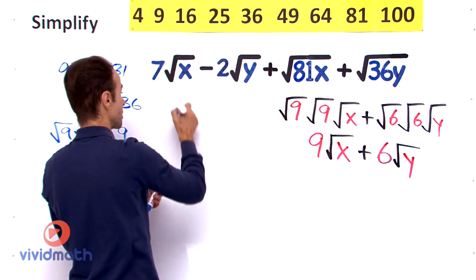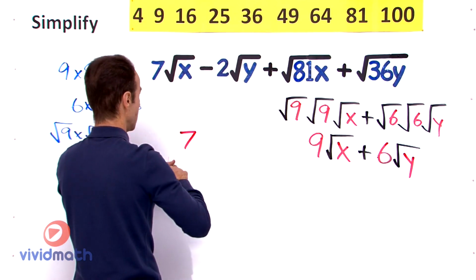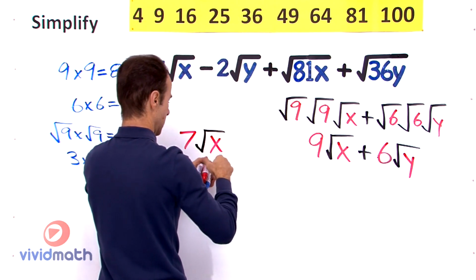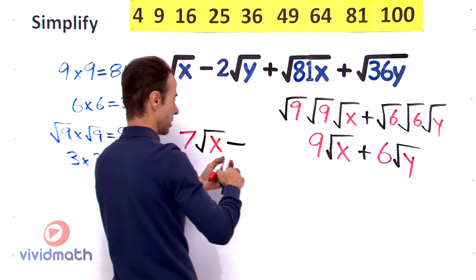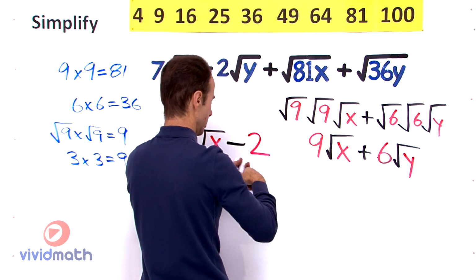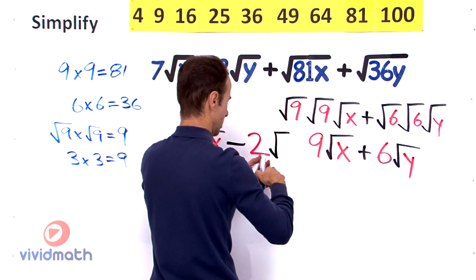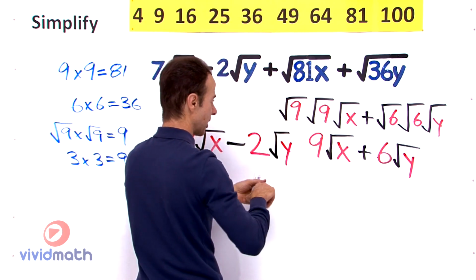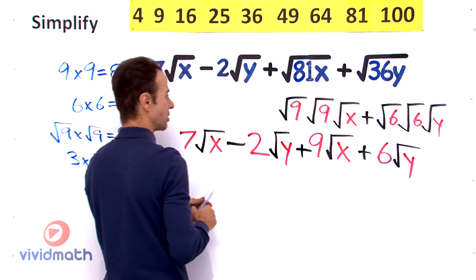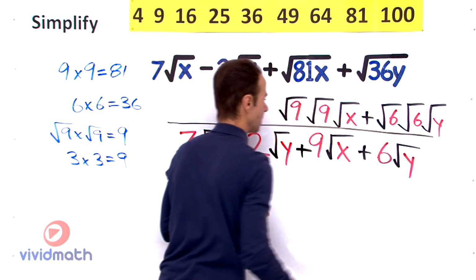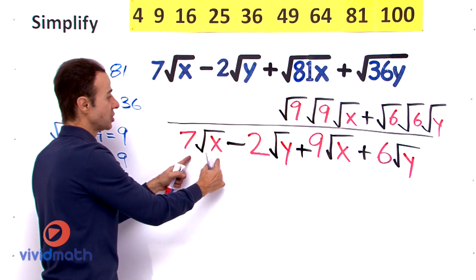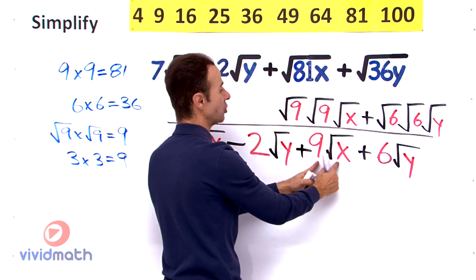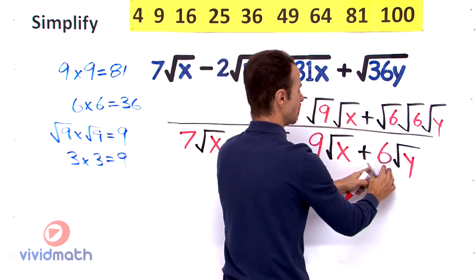So dropping it down, we've got 7 root x minus 2 root y, and there's a plus after that. Let's put the plus right there. Okay, let's double check. 7 root x, check. Minus 2 root y, check. Then we have this already transformed into 9 root x, and that's simplified to 6 root y.